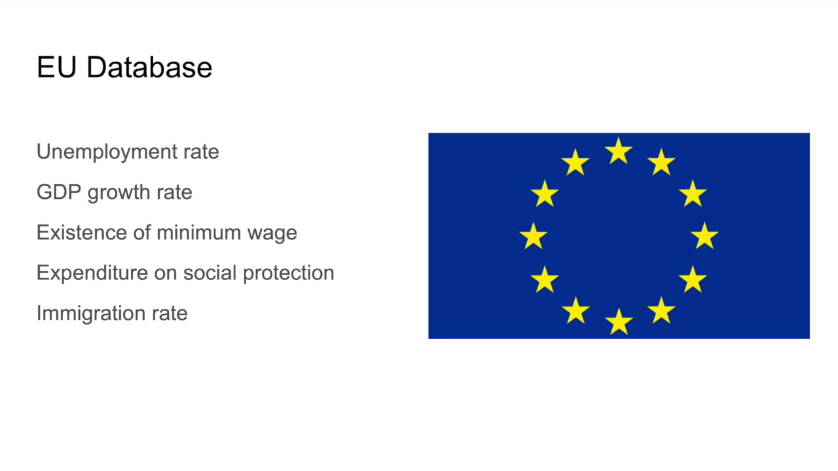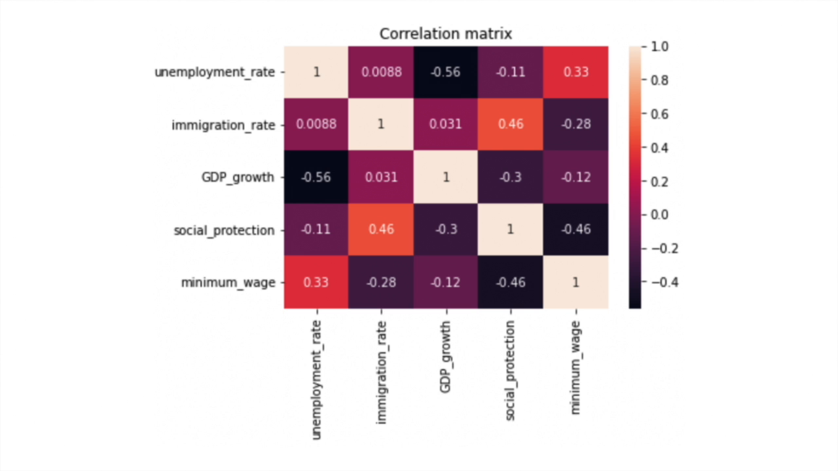We decided to use the official database of the European Commission called Eurostat. We decided to stick to 5 different factors. These include unemployment rate, GDP growth rate, the existence of minimum wage, expenditure on social protection, and immigration rate. From the correlation metrics, we can see that immigration rate seems to have little to no correlation with unemployment rate, while other factors such as GDP growth, social protection, and existence of minimum wage are correlated with it.